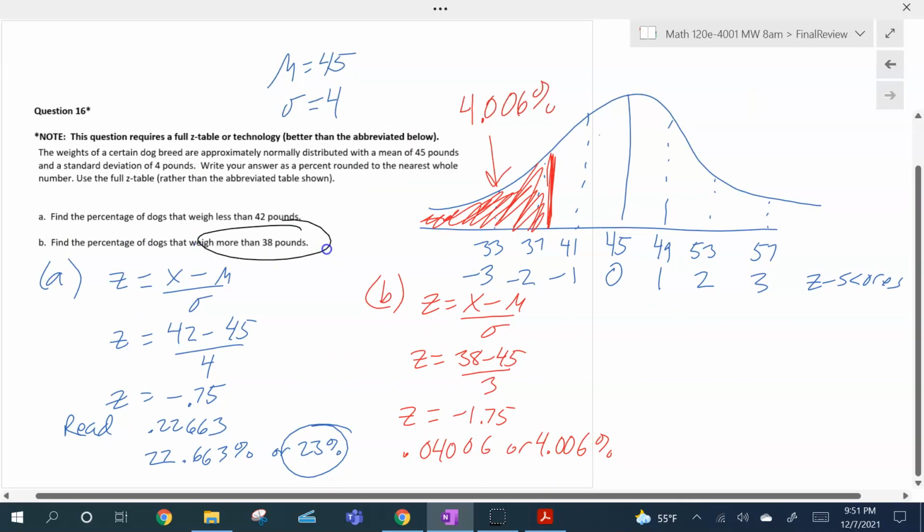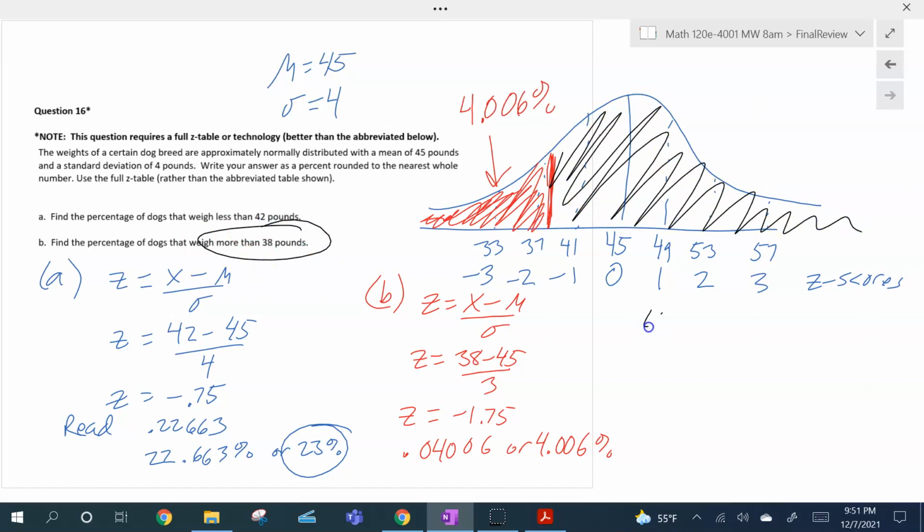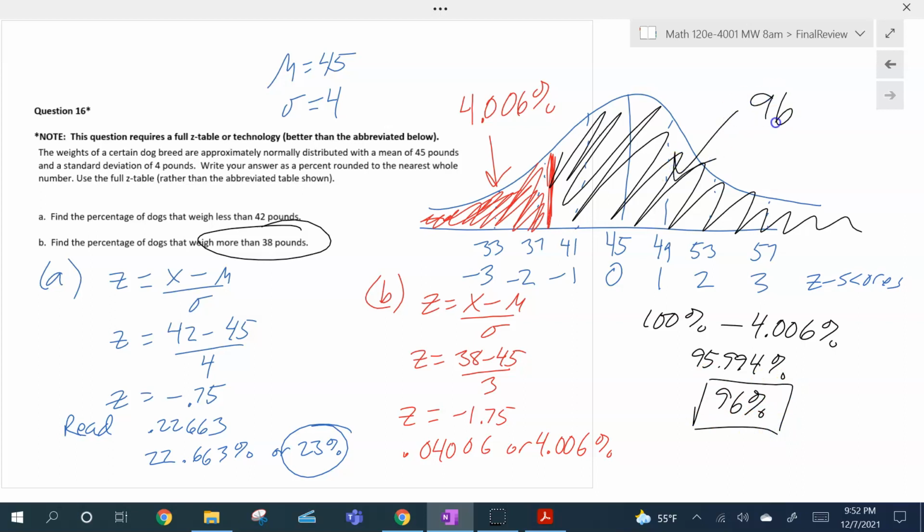We want the more than 38 pounds. We want all this in black. So we're going to go 100% minus the 4.006%. So 95.994%. In other words, round to the nearest percent here, 96%. That's up here. So 96% of dogs would weigh more than 38 pounds.